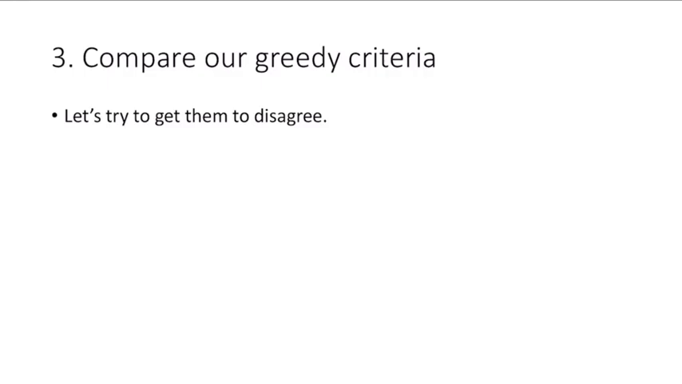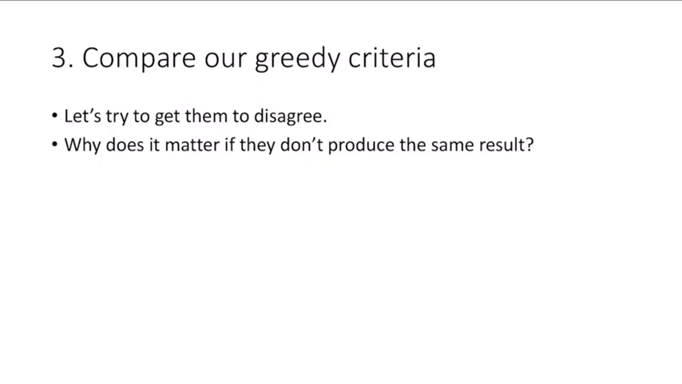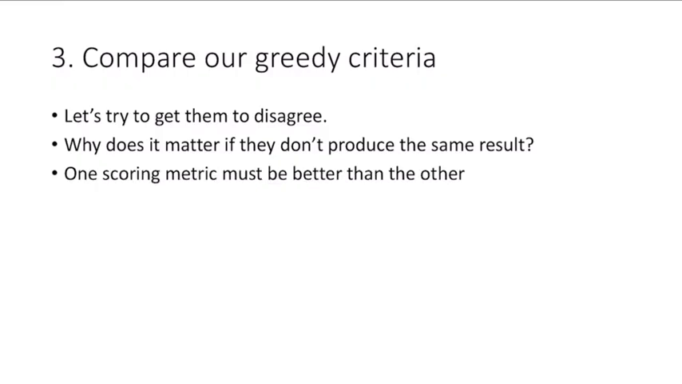All right, well, next we should compare these criteria. Can we find a way to get them to disagree? Let me rephrase that. Why does it matter if they don't produce the same result? Well, that means that for at least one instance of jobs, one scheduling algorithm is better than the other scheduling algorithm. So that's how we can tell if one metric is better than another metric.